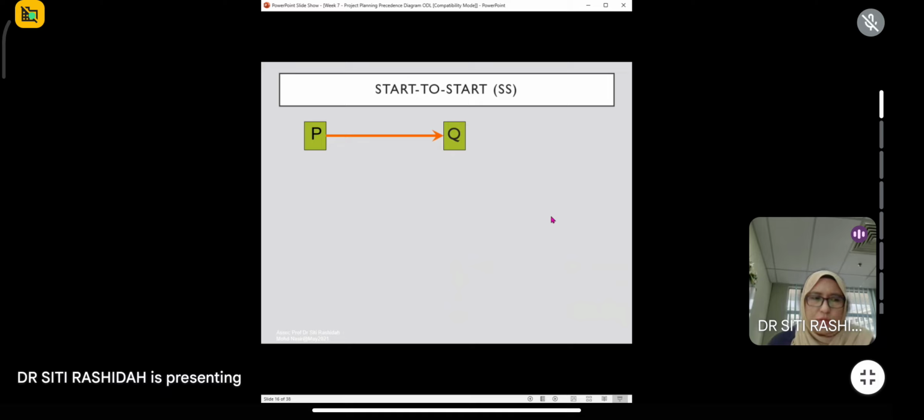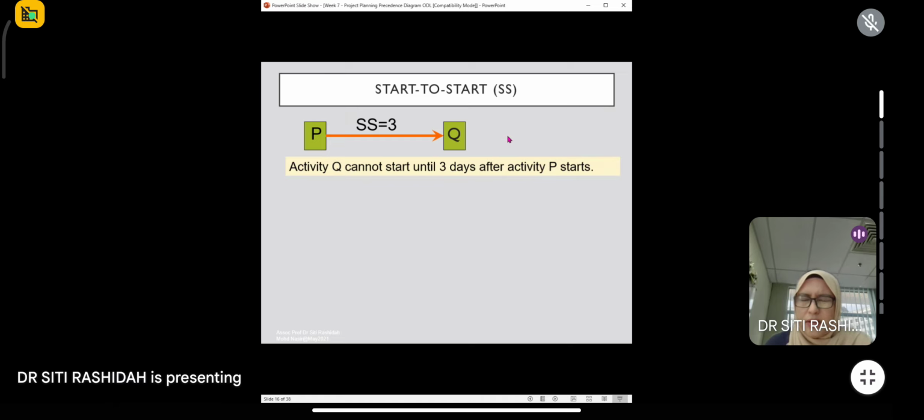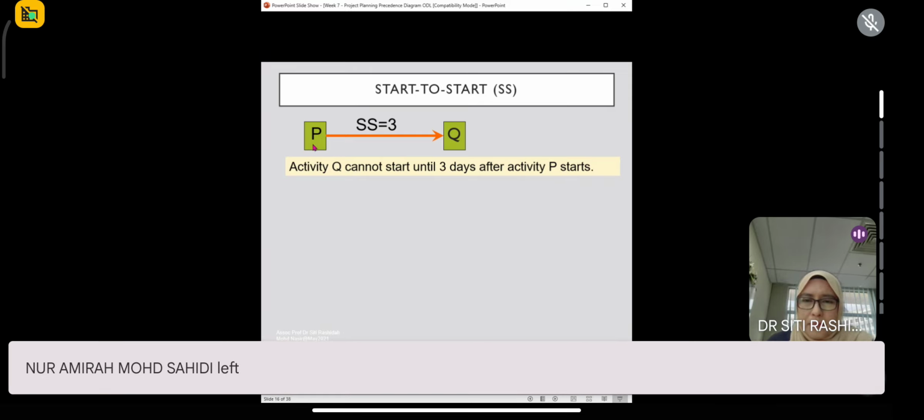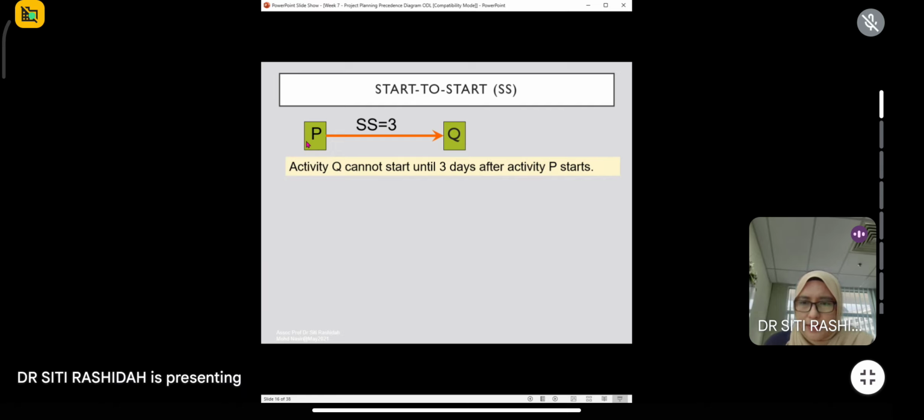Okay, start to start. Lagi satu contoh. P to Q. Okay, kita bagi dia tadi kosong kan. Sekarang kita bagi dia 3 di sini. Okay, 3 maksudnya 3 hari, 3 minggu. Depends on the question lah, ataupun the nature of the project activity. Okay, activity Q cannot start until 3 days after activity P start. Ini lain sikit. Tadi tu kena buat sama-sama. But this one, after 3 days P started, then only Q can start. Dia tak perlu tunggu P finish, complete. So, dia kena tunggu 3 hari selepas P start, then only Q can immediately start.